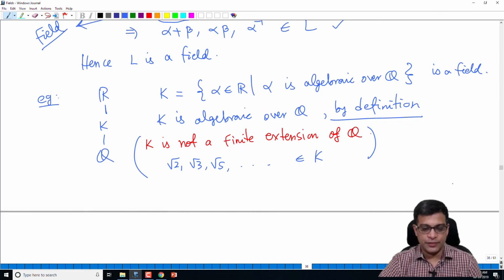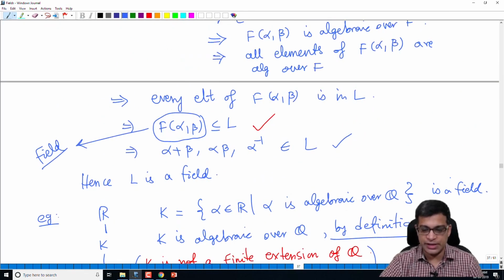So let me stop this video here. In this video we have looked at two important things: a finite extension is algebraic, and we also showed that if you take a field extension and take all algebraic elements of the bigger field over the smaller field, they form a field. Thank you.